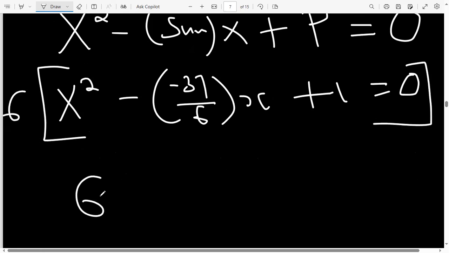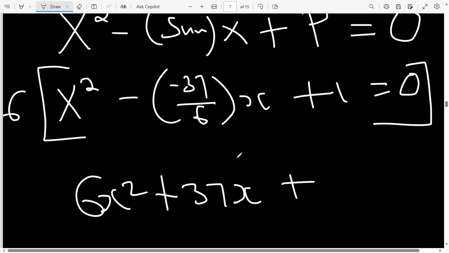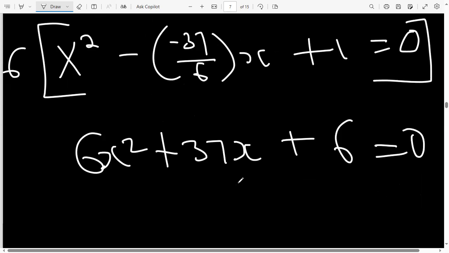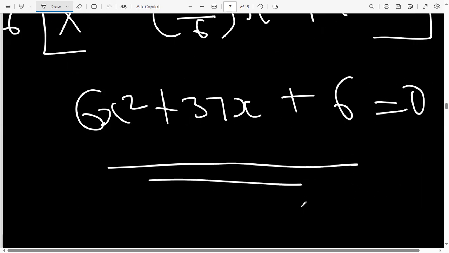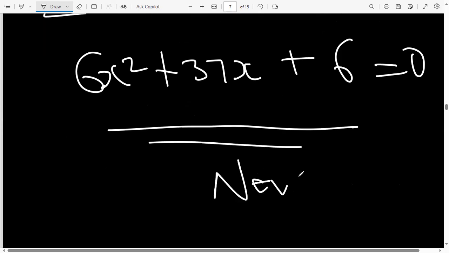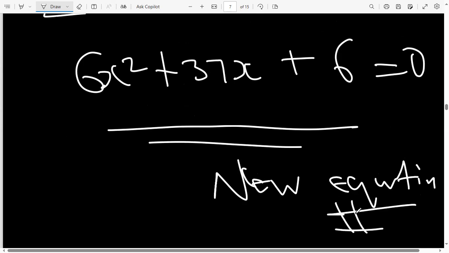So our new equation will be 6x squared, plus 37x, since the 6 cancels. Then plus, what is 6 multiplied by 1? We have plus 6 equals 0. So this here is our new equation. Okay, so any questions there, guys? Any questions there?